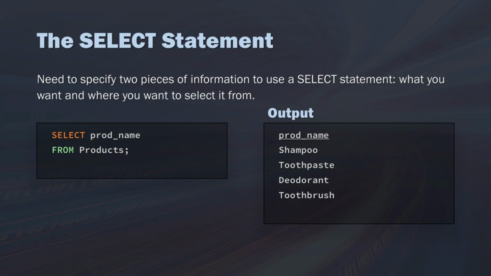So I want to get it from products. The output of this is then going to look like the column listed below, which has the column product name and then all of the list of products. We have shampoo, toothpaste, deodorant, and toothbrush.